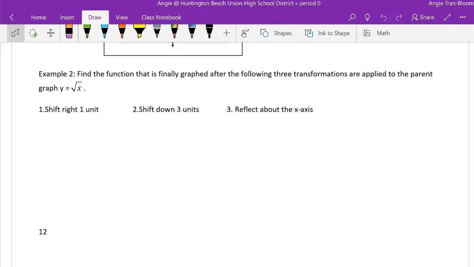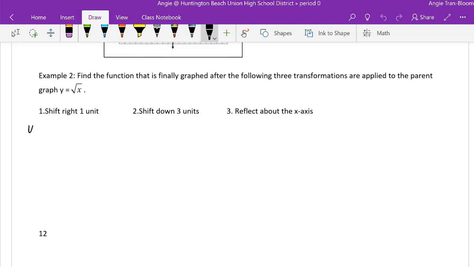Hi class, this video is for notes section 2.5 example 2. Find the function that is finally graphed after the following three transformations are applied to the parent function, which in this case is y equals square root of x, okay? So it says transformation number 1, shift right 1 unit.